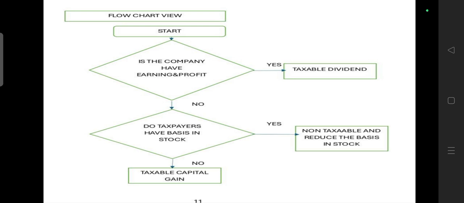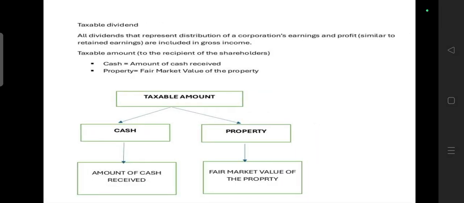I have basis. Third example: if the company pays you $110, and you invested $100 before, in that example, what happens? The company doesn't have any earnings and profit. So the $100 I invested is under my capital return, investment return. On the $10 I have to pay the capital gains tax.